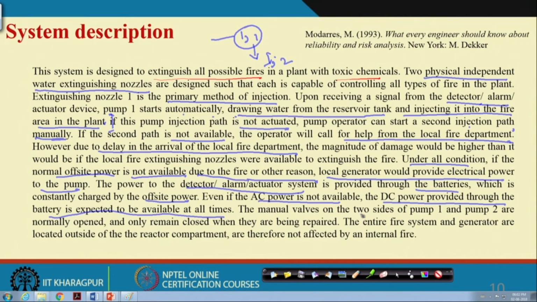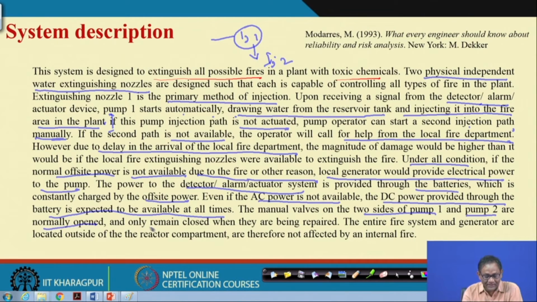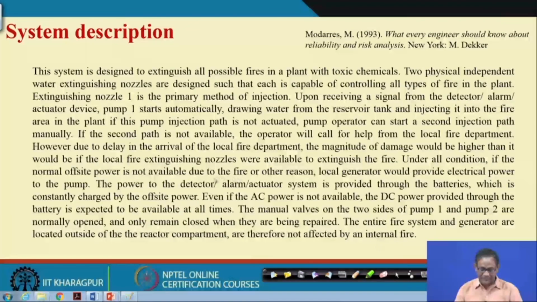The manual valves on the two sides of pump 1 and pump 2 are normally open, and only remain closed when they are being repaired. The entire fire system and generator are located outside the reactor compartment, so they are not affected by internal fire. Okay, so now I go back to this again.